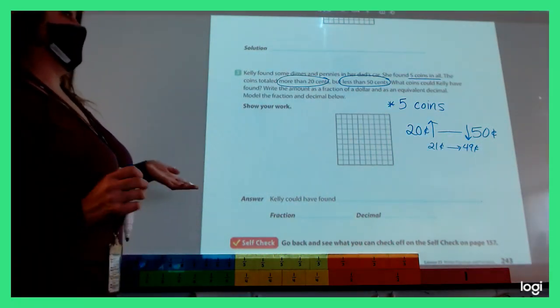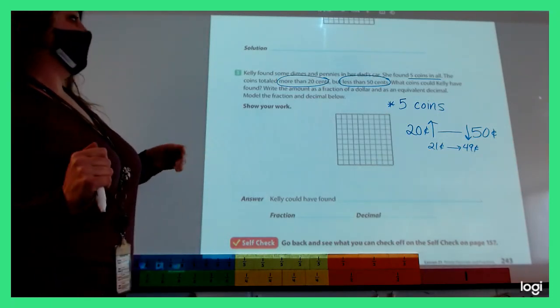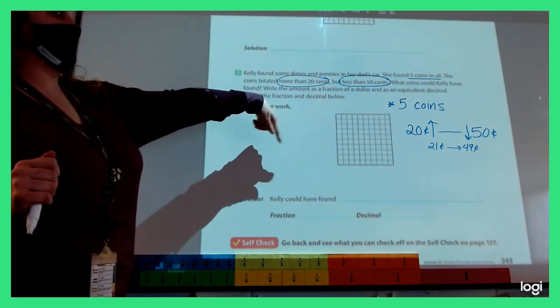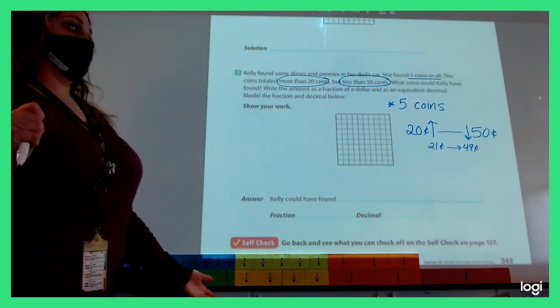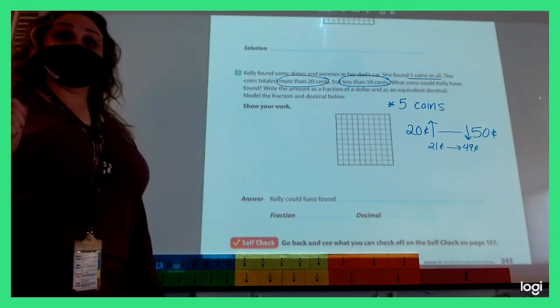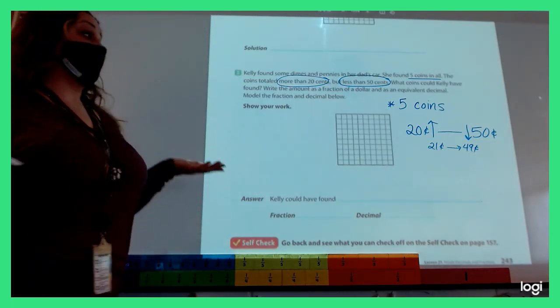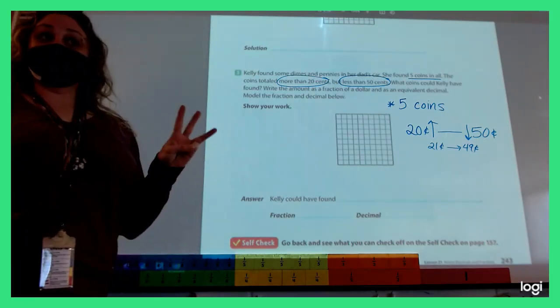What coins could Kelly have found? Do you think there's more than one right answer? Yes. There could be. And we need to write the amount as a fraction of a dollar and as a decimal. All right, 5 coins in between 21 and 49. There are a lot of different options here, okay? I'm just going to pick one. How about we do 3 dimes? That'd put me at 30 cents, okay?